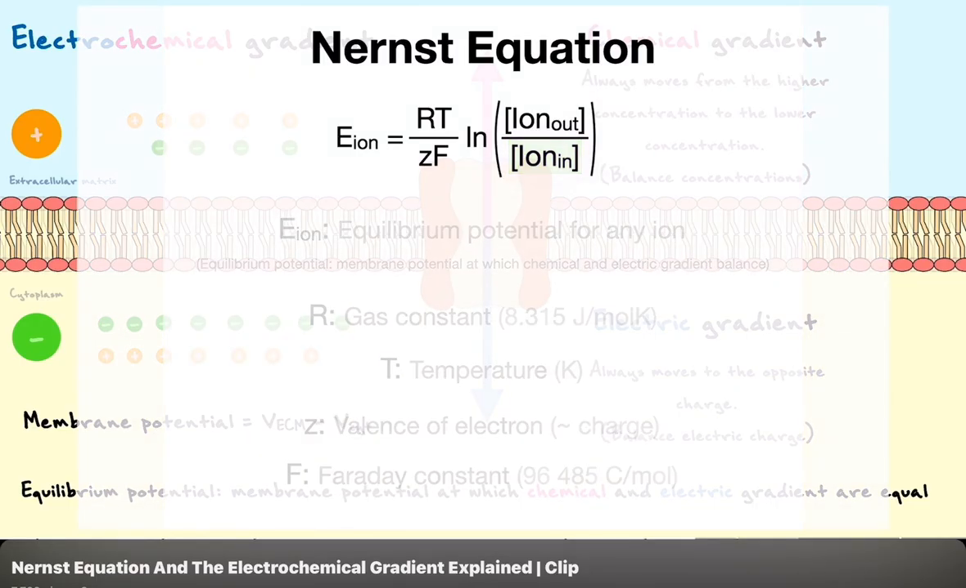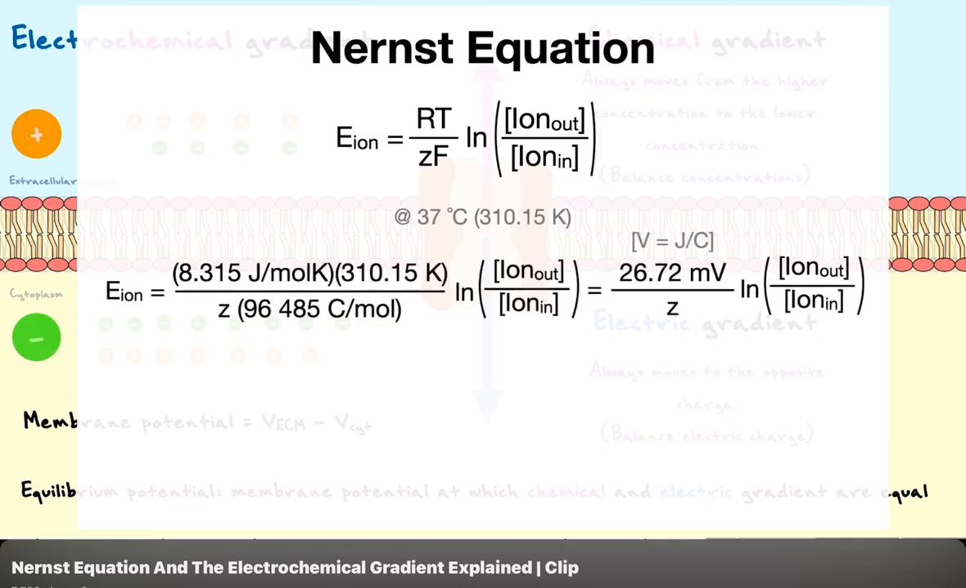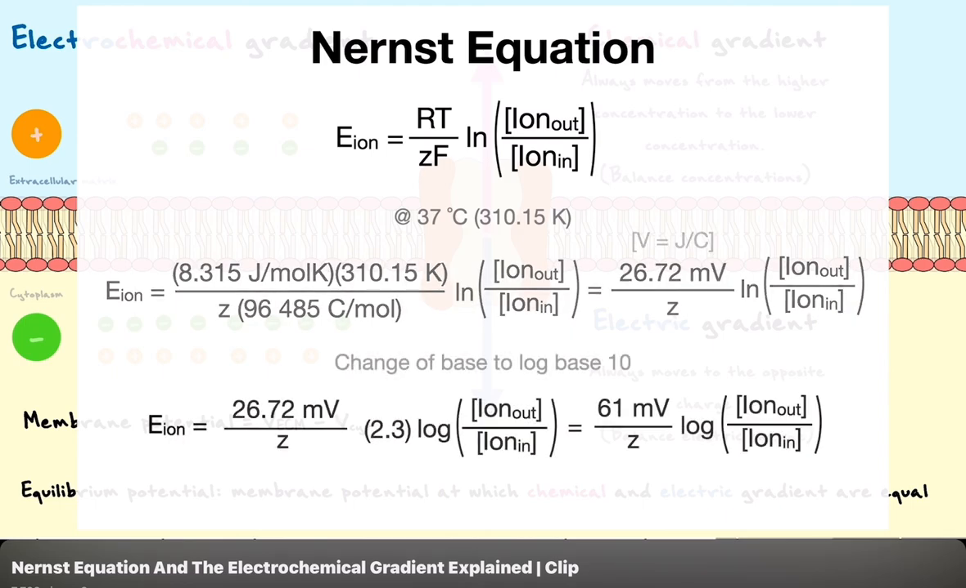When certain conditions are assumed, for example 37 degrees Celsius, the equation can be simplified to 26.72 millivolts times the natural log of the concentration over the valence. We can further simplify the equation by converting the natural log to a base 10 log by multiplying by about 2.3. The conversion will make the calculations a bit more convenient and more intuitive later on.